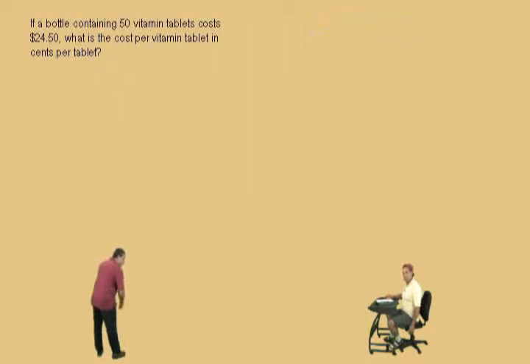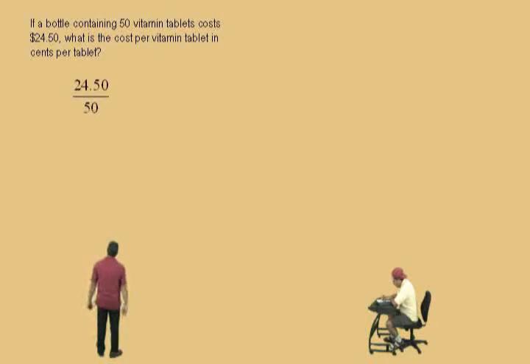Now, don't get scared. If a bottle contains 50 vitamin tablets and it costs $24.50, what is the cost per vitamin tablet in cents per tablet? So what's the cost in cents per tablet? So our ratio is cents to tablet, right? So we want cents on the top and tablets on the bottom. But here we'll go ahead and put 24.50. Now notice that's dollars. That's dollars per tablet. Remember, we want cents per tablet.